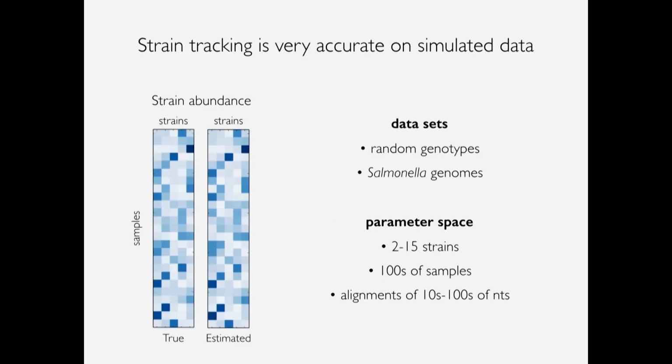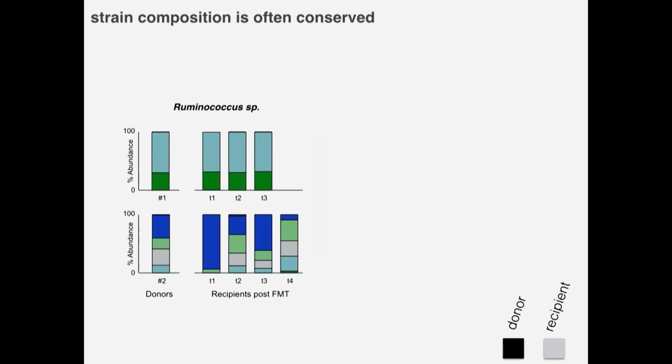I'll skip that. And then this is validation of our approach. So we tested it in many different scenarios with many different combinations of parameters. And this is just an example, but it shows you that our estimates of the strain abundances, these are the true ones, these are the estimated ones, and they agree pretty well. I don't have tons of time, so I'm just skipping through this stuff.